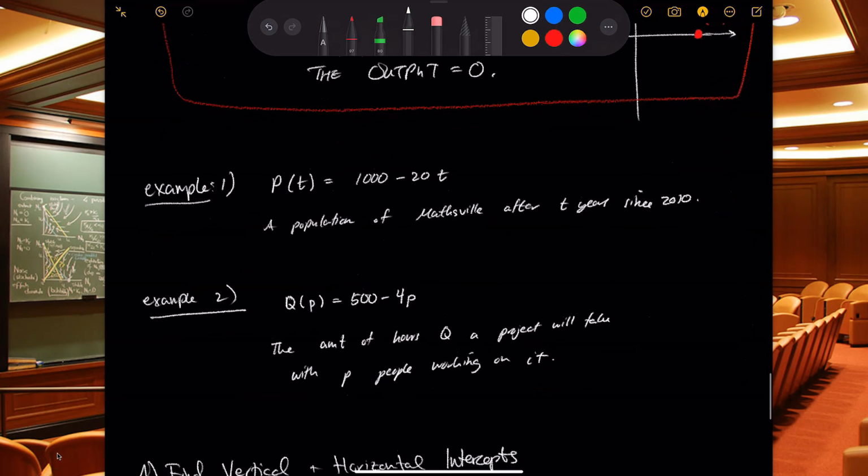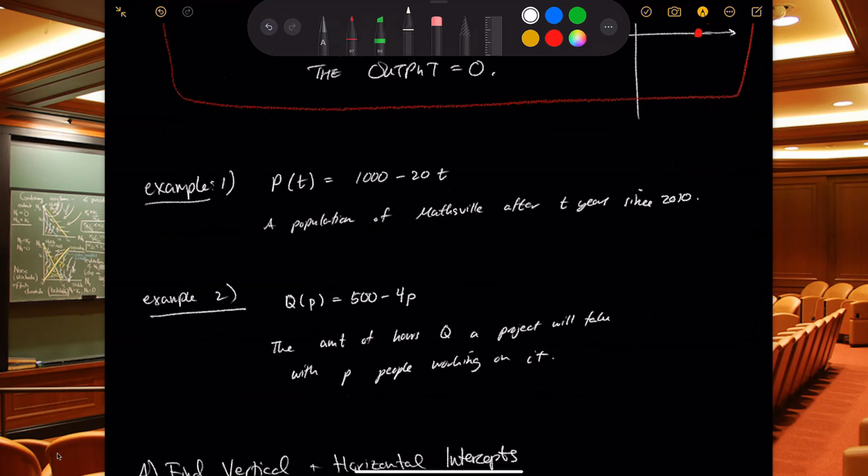Okay, so we're going to do 2 examples at once. We're going to be kind of crazy here. So let's say I've given you a formula. It's in b plus mx form already, and this models a population of Mathsville, P, as a function of time, t years since 2010. So that's P of t.